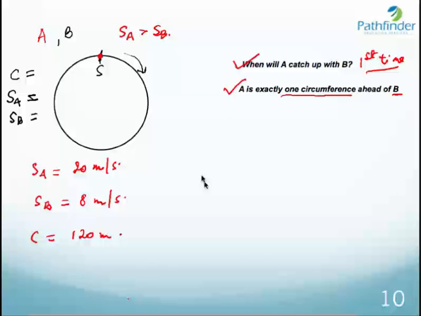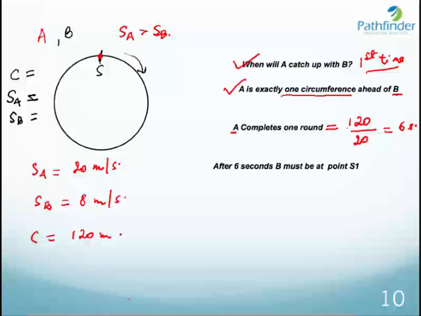So at what time will A complete one revolution or one circumference? A completes one round in 120 divided by 20, that is 6 seconds. And where is B? So after 6 seconds, B must be at a point 6 multiplied by 8, that is at 48 meters. So let us mark out this point S1 at 48 meters.